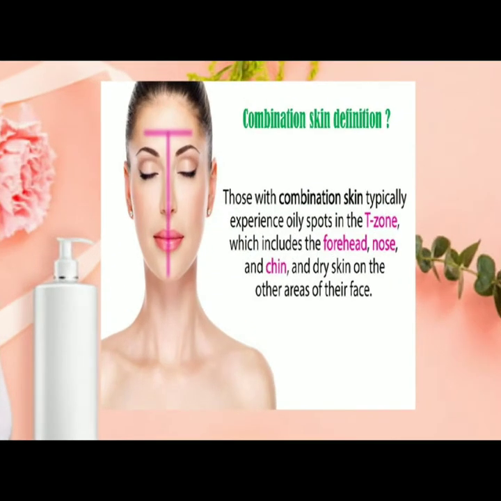And lastly, the combination skin. It's simply having oily skin in some areas of your face and dry skin in other areas. Typically, class, there's a mix of oily and dry areas on the different parts of your face with a T-zone, which includes forehead, nose, and chin.